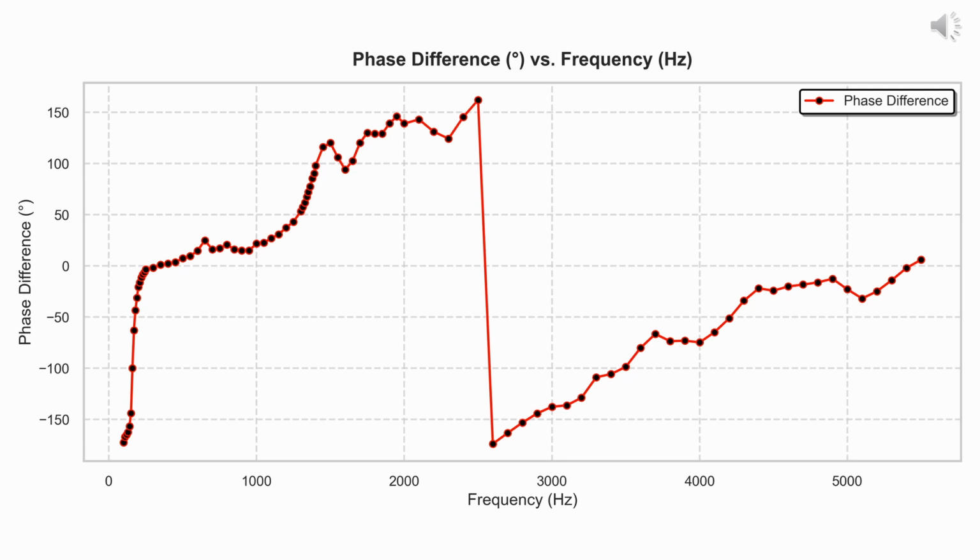In the mid frequency range, like 500 to 2000 Hz, the phase fluctuates between 0 degrees and 100 degrees, suggesting a complex resonance behavior. A sharp phase jump occurs at 2500 Hz, where the phase abruptly shifts from plus 150 to minus 150 degrees, marking a strong resonance point where energy transfer is most efficient. Above 3000 Hz, the phase stabilizes with small fluctuations.